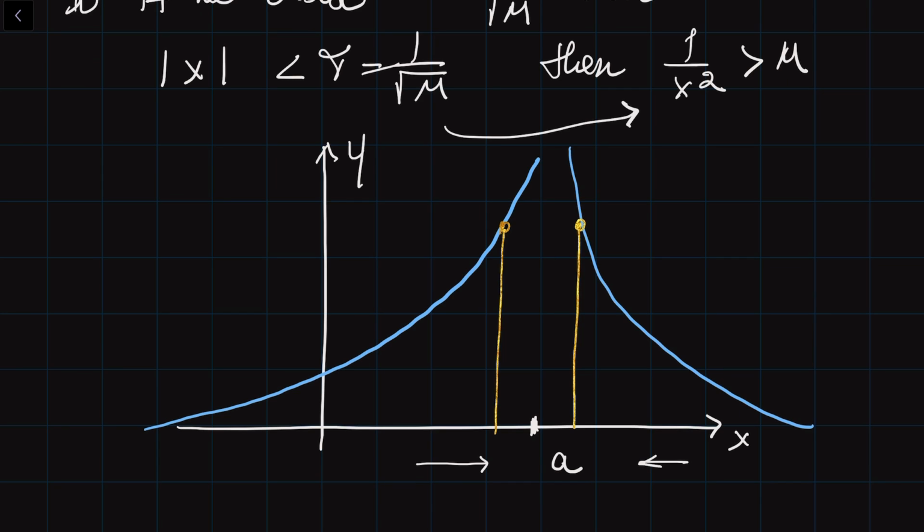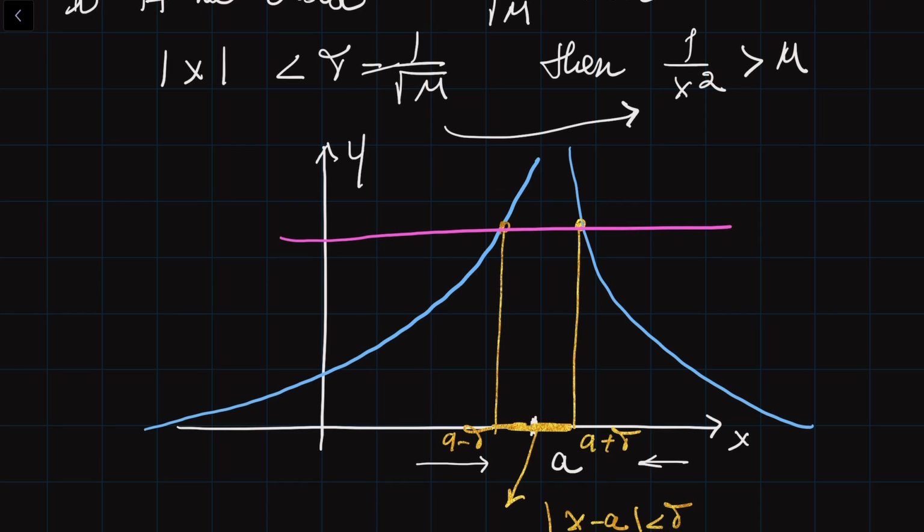If you control the distance around a, by just controlling this distance, it is going to be a plus delta and a minus delta. So it's actually |x minus a| smaller than delta. This is all of the values of x within this interval. Then the value of the function is becoming greater than this value of M. So I'm just going to show this. This line is going to be M.